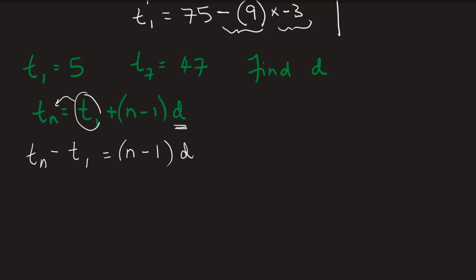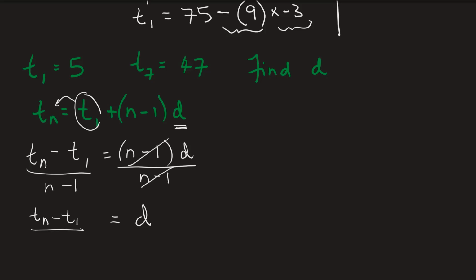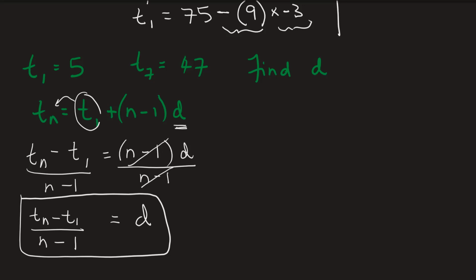Now I'm going to divide both sides of the equation by n minus 1 so that I can cancel these two terms out, and on the right hand side I'm left with d, and on the left hand side I have Tn minus T1 over n minus 1. So that little bit of algebraic manipulation has got me to an equation where I can find the common difference. Let's rewrite this again more conventionally. D is equal to Tn minus T1 over n minus 1.